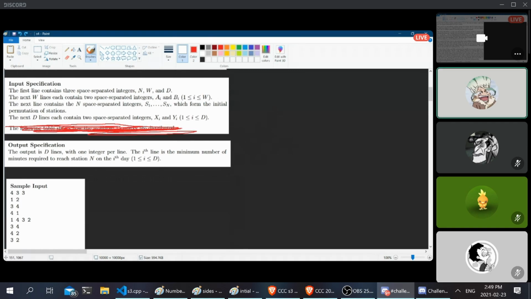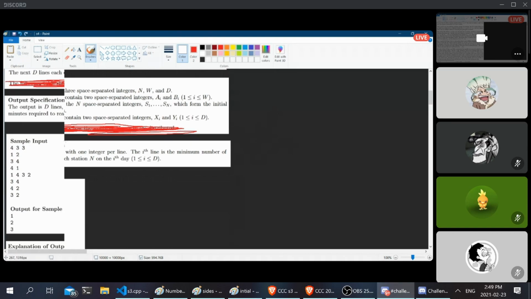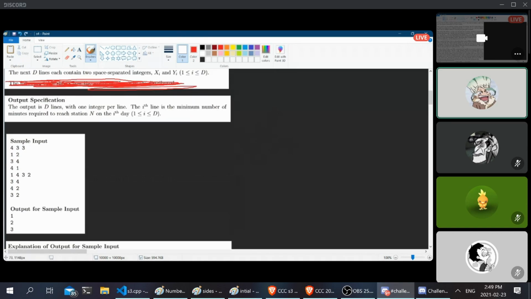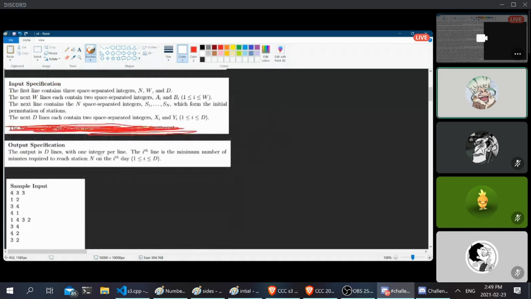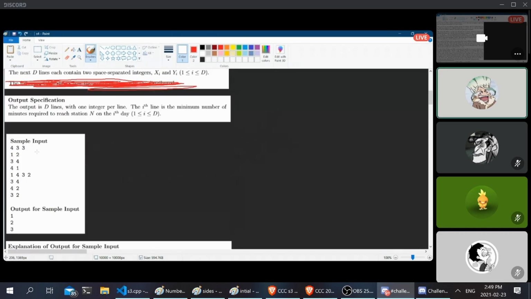We don't care about bounds for this part. Okay. So the output, we want to print d lines, 1 for each day. And for each day, we want to print the minimum number of minutes it takes to get from station 1 to station n. So let's take a look at this input. So we get n, w, and d. So there are 4 stations, 3 walkways, and 3 days.